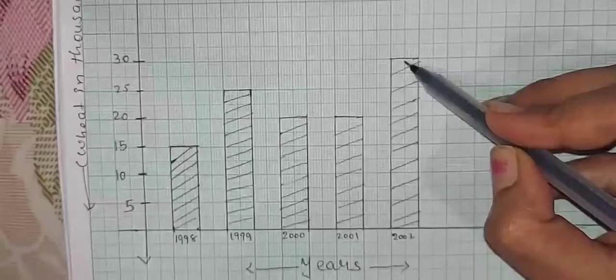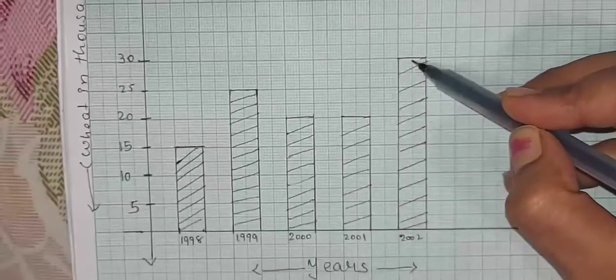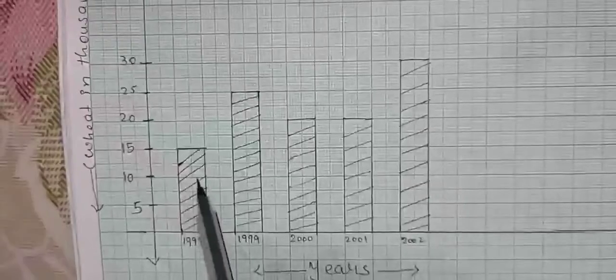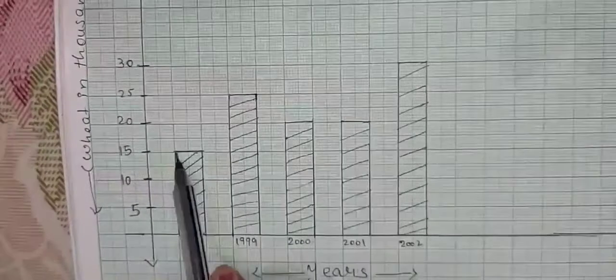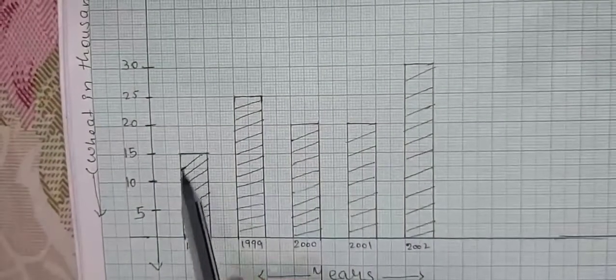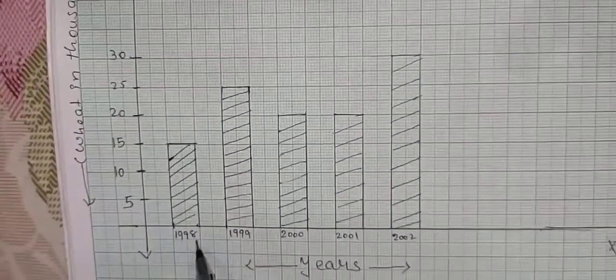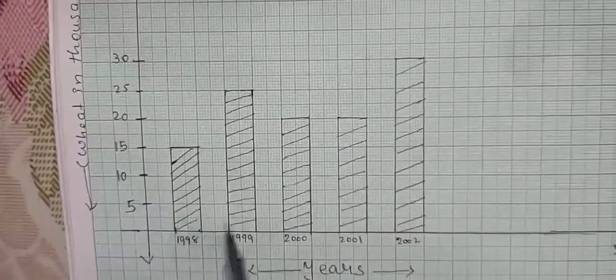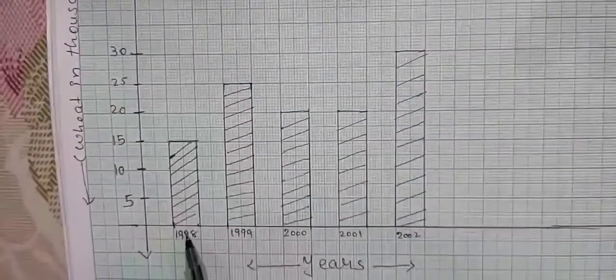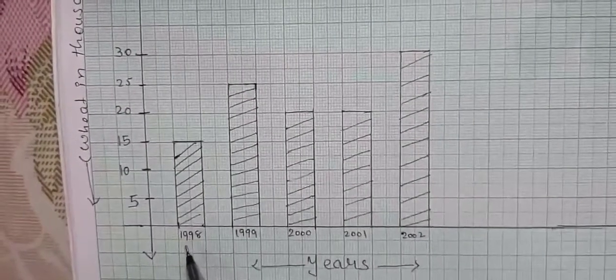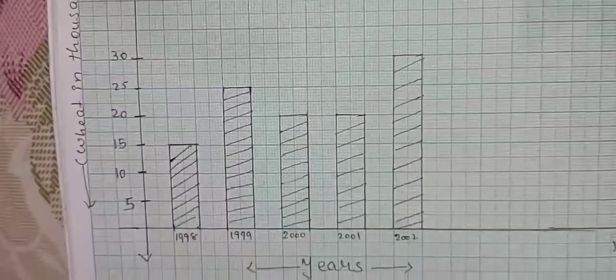What is the maximum year of wheat production? 2002. And what is the wheat production minimum? So which year is wheat production minimum? We can see in this bar graph the minimum wheat production is in the year 1998. So from this bar graph we have observed the maximum and minimum wheat production year. Let us write the answer.